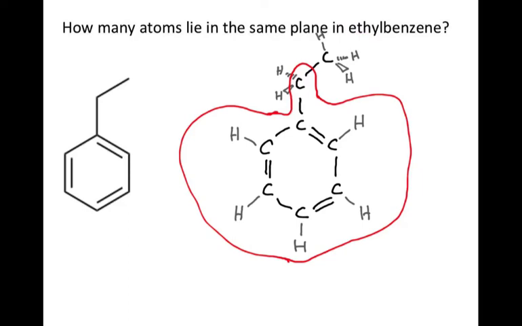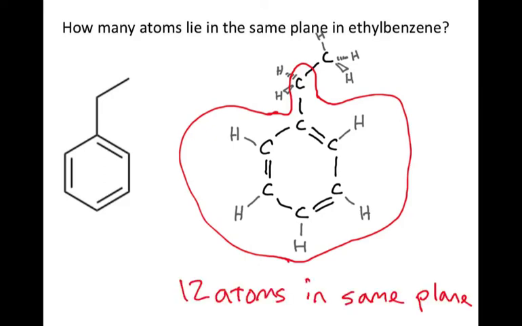And then these hydrogen atoms here do the same thing. They rotate around this carbon. This hydrogen atom rotates around the carbon too. So you can't say that these hydrogen atoms are in the same plane. So what we have circled now are all in the same plane. So then if you count them up, you get 12 atoms that are in the same plane.